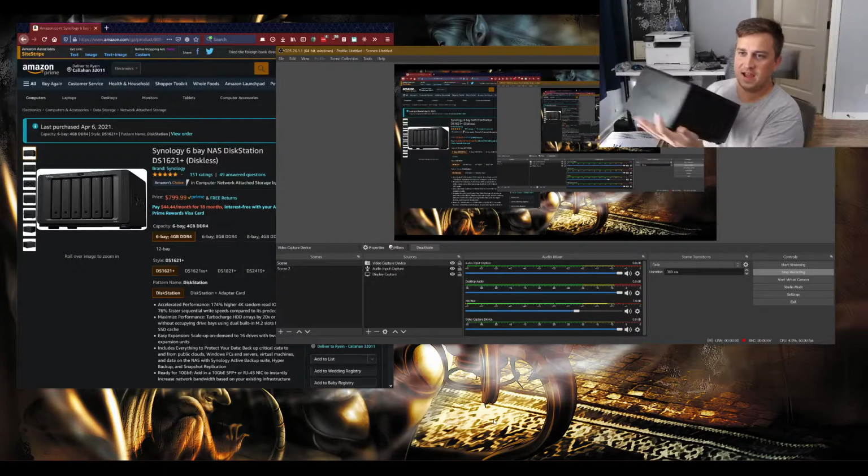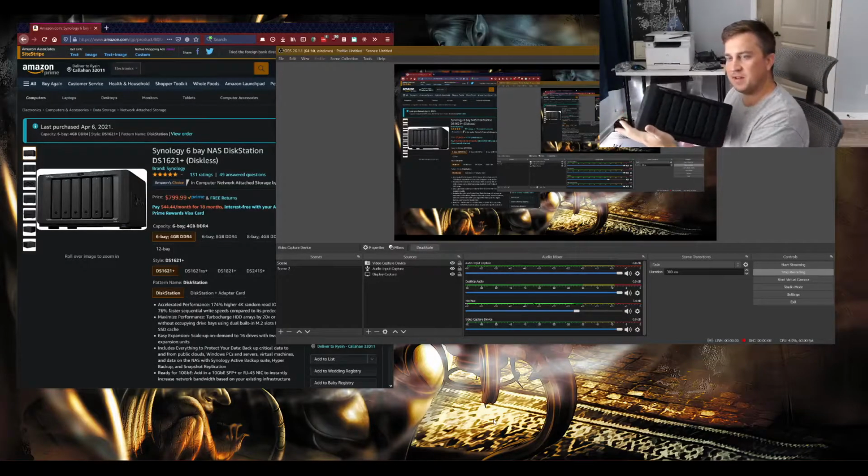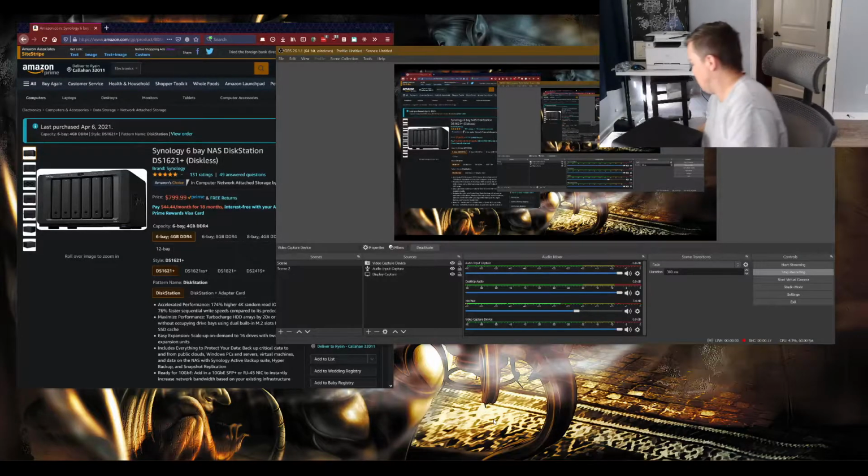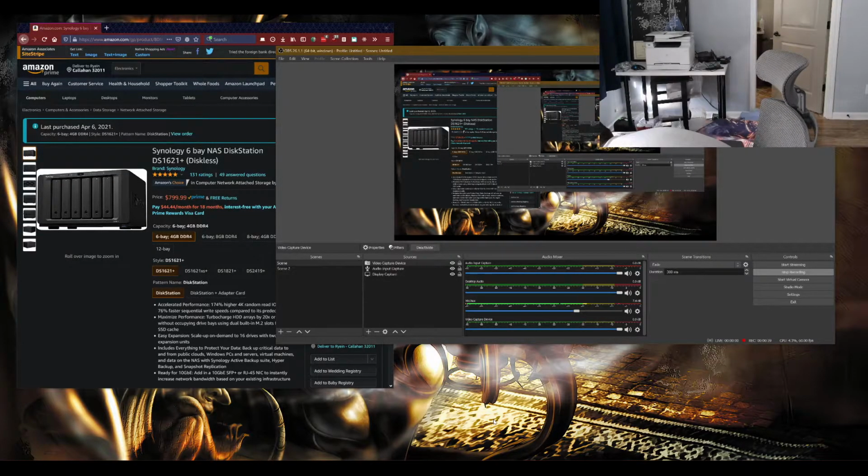But I have something I wanted to talk about. It's a Synology NAS. This is the 1621 Plus. It's really heavy right now because actually all the discs are still in it. But that's kind of what I wanted to talk about.